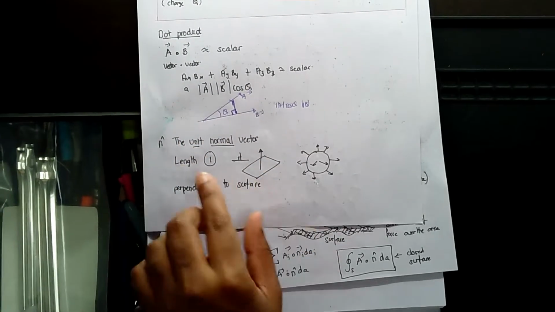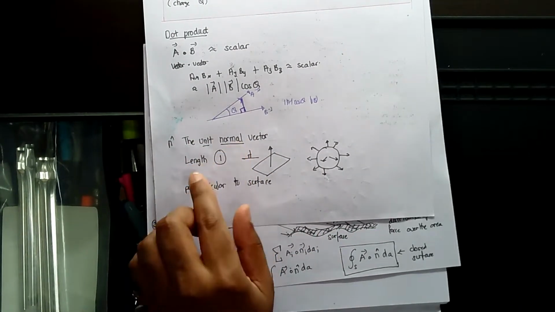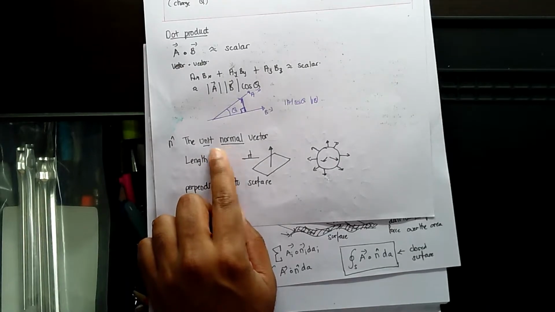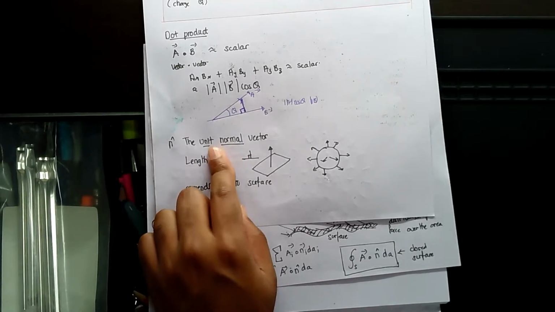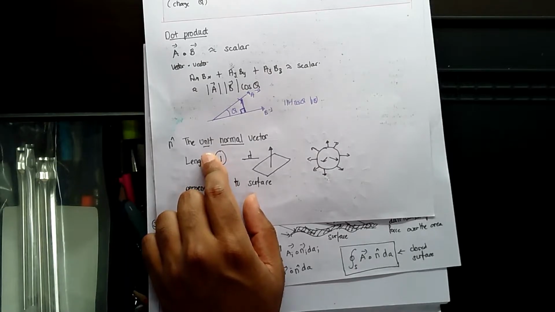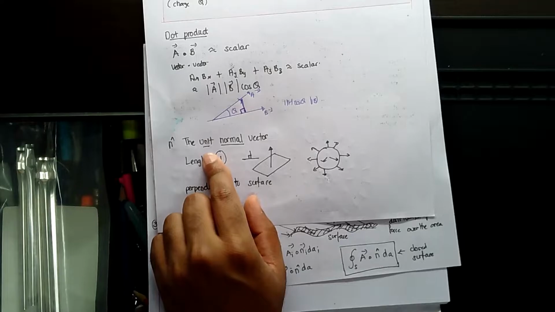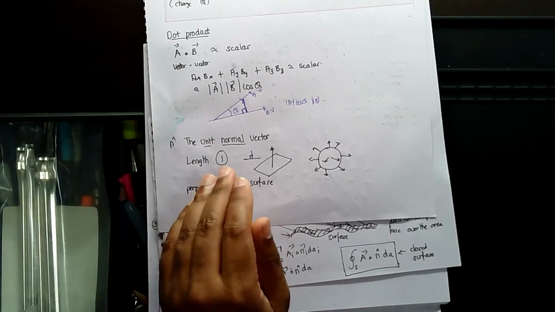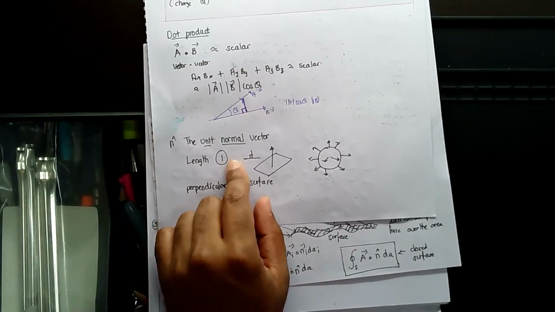So the unit normal vector, which is the n hat, there are two words that basically explain what this does. One, it says it's a unit vector. So that means it's one. It doesn't have a unit. It's one. You just multiply. It's like multiplying anything by one. It's just a unit thing.